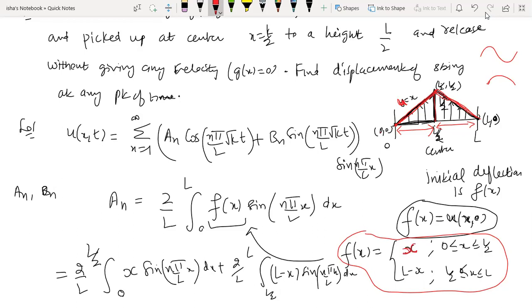And similarly, from L by 2 to L, it is given by L minus x, because this straight line is joining the points L by 2, L by 2 and L comma 0, because at x is equal to L also, your u is 0. There is no vertical displacement. So given these two points, you can find the straight line joining them. This will be u is equal to L minus x, because when x is L by 2, its value will be L by 2, and when x is L, its value will be L minus L, 0. So this is how in this particular question we had to formulate this function f(x).